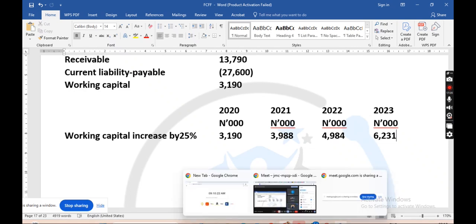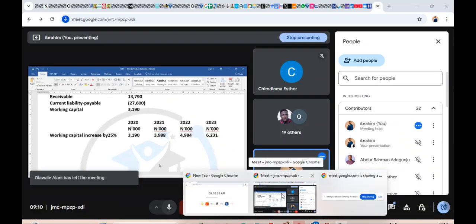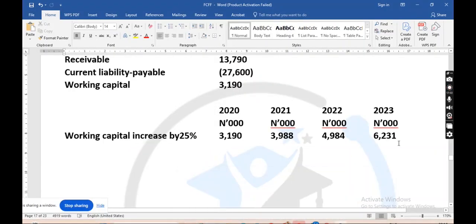Let's see. 6230. 6231.25. 6231 point what? 25. No, this is actually correct now. 6230.4. I got 6230.4. I don't know how you arrive at that.